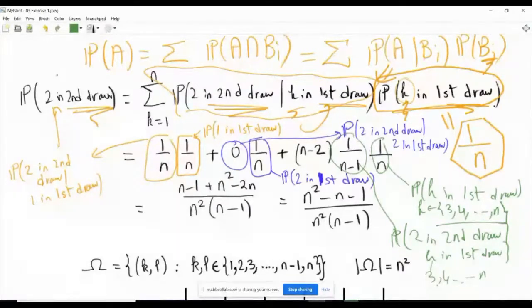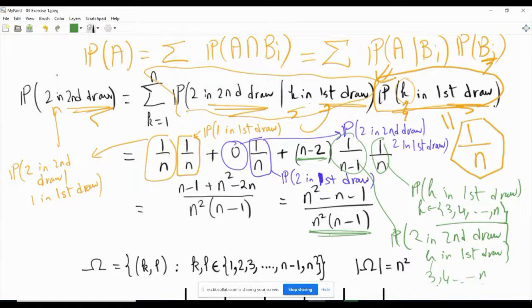So you can just take this and multiply by n-2, since n-2 is the cardinality of the set 3, 4, up to n. Then you simplify and you get to this. So this is the required probability. And here you see the law of total probability in action, and you see how it simplifies things.